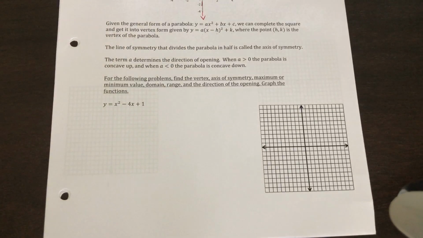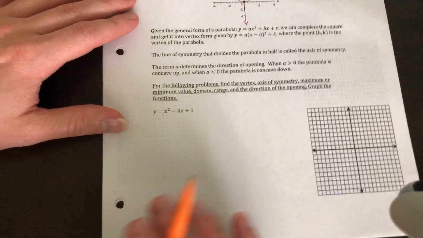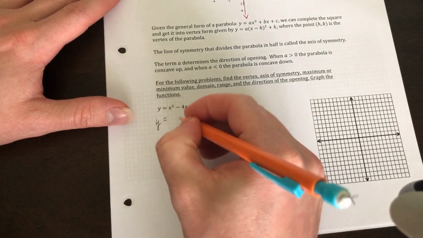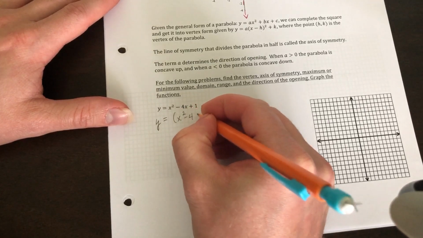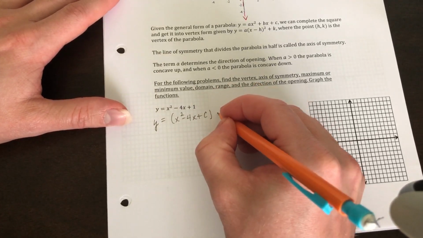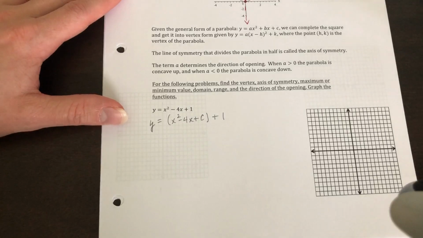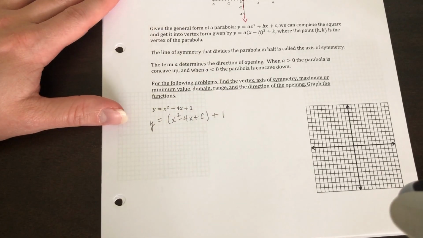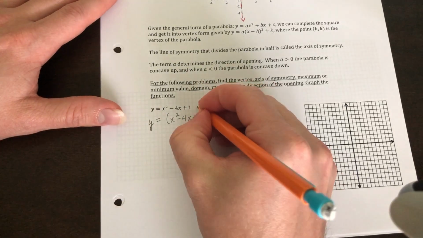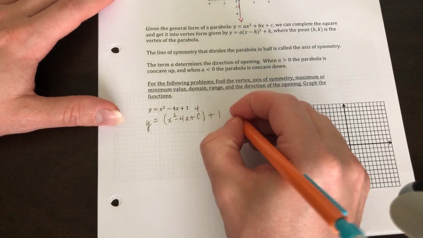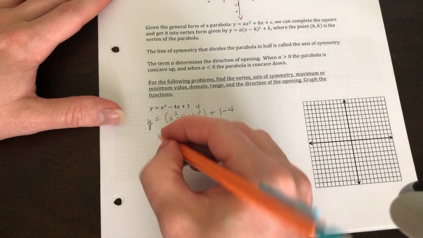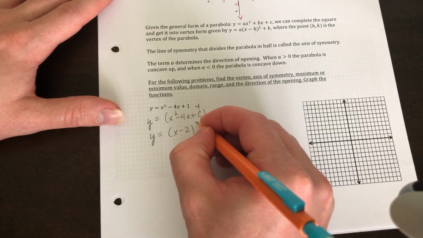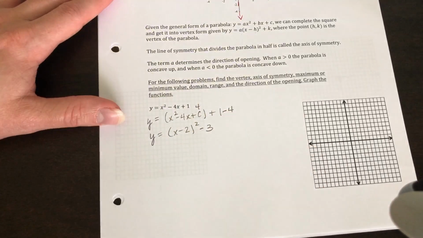Okay? So, first one, y is equal to x squared minus 4x plus 1. We're going to complete the square. So we complete the square. We're going to put our plus c in, and we're going to kick out that 1. We're going to do b over 2 squared. Negative 4 divided by 2 is negative 2. Negative 2 squared is 4. So if I put in a plus 4 on this side, I have to take 4 away right here. So y is equal to (x minus 2) quantity squared minus 3.